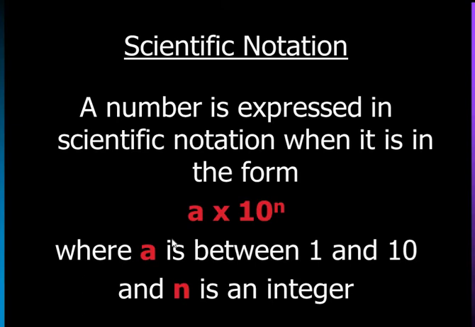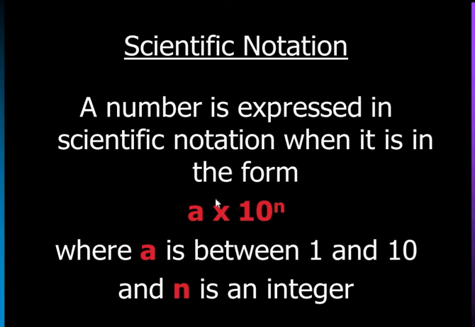An integer means it could be positive or it could be negative. Notice that the base of this exponent is 10. It cannot be 100, it cannot be 1/10, it must be 10. So a is a number between 1 and 10, less than 10, in ones or sometimes in decimals that have the ones as the maximum place value digit. And n is an integer, so it could be positive or negative.